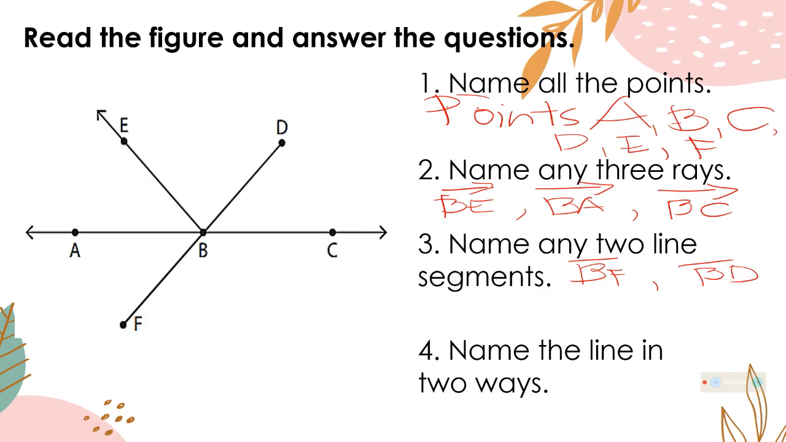For the next question, you are going to name the line in two ways. That's correct. The symbol for line is this, so we have line AC or line CA. Any questions? I hope it is now clear to you how to name the point, the ray, the line segments, or the line in our given figure.